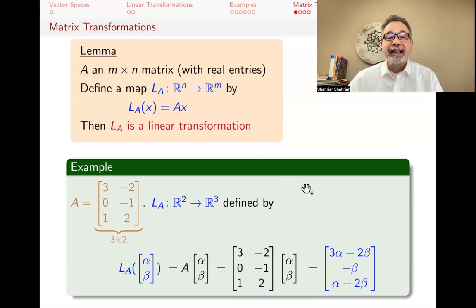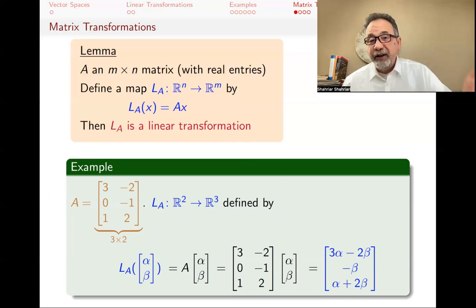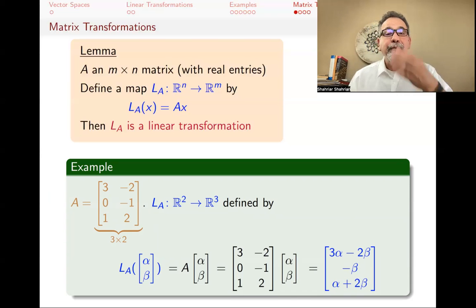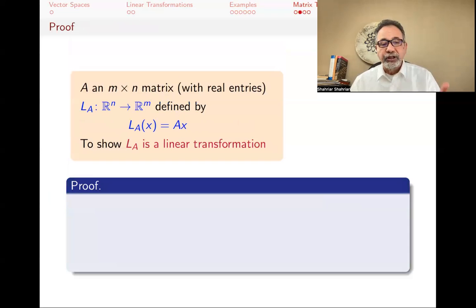And what we're saying in the lemma is that if you make a function like this, you don't have to go through the motions of figuring out if it's a linear transformation or not, because once and for all, in the proof of the lemma, we're going to prove that all these kinds of functions are linear transformations. So this is what I want to show: you have an m by n matrix A, and I want to show that L_A is a linear transformation. So how am I going to prove that?